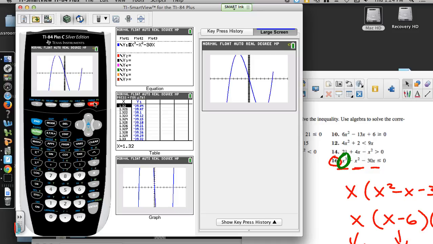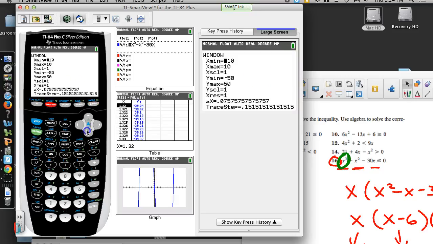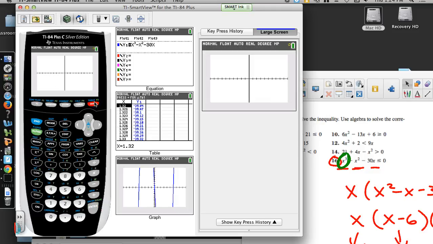It's a little better. We're still not getting the local max and the local min here, so maybe go back in the window. At first thought, I was going to put negative 100, 100 in there, so I will go with that first thought and hit graph. So here's what we need.